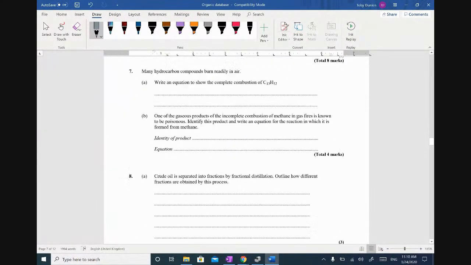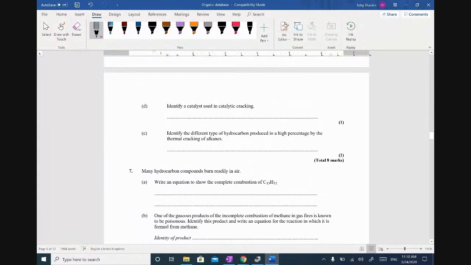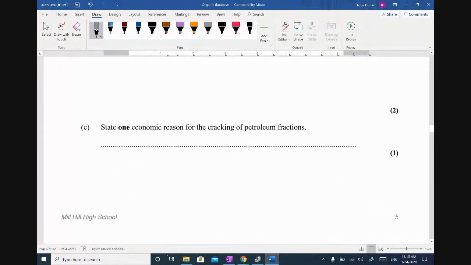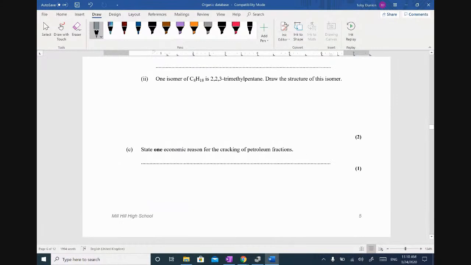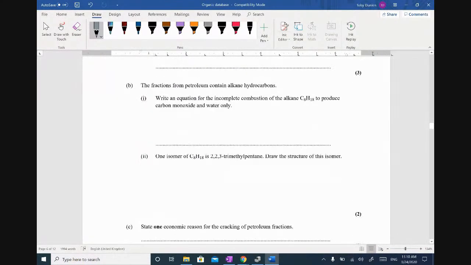I'm trying to find one where it actually mentions cost. There is one, I saw one. There you go. State one economic reason for cracking of petroleum fractions. So you now must mention value or cost. And in this case, it's going to be that the value of the shorter chains is higher than the longer chain alkanes. We're done.